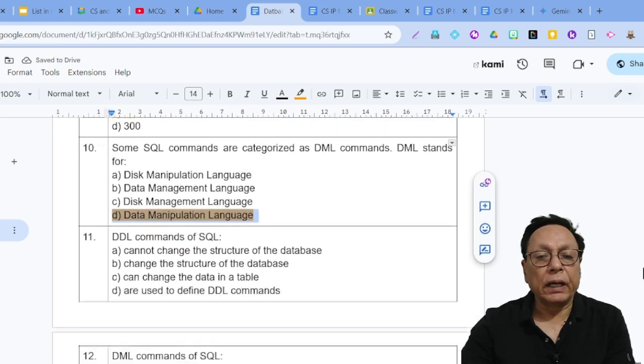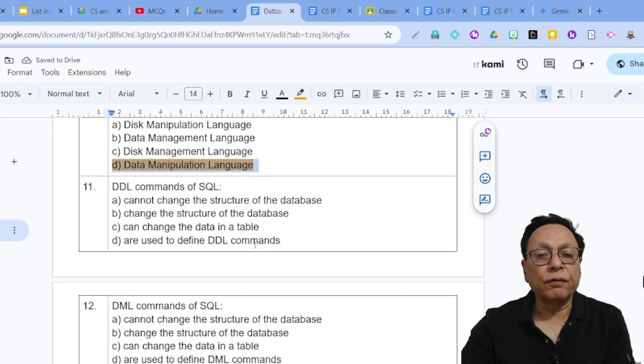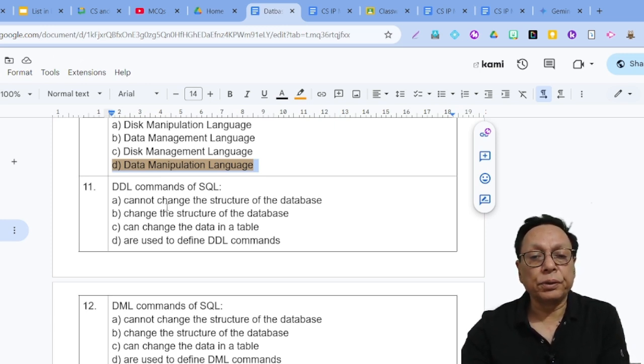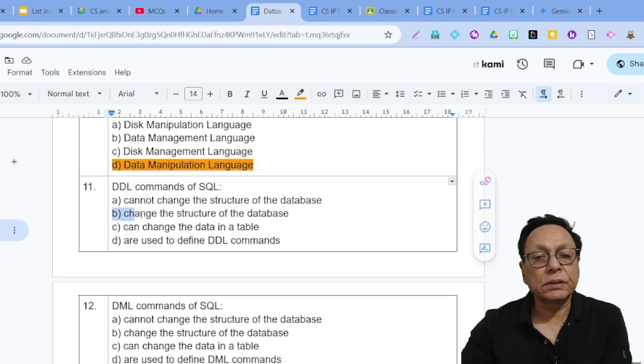Now question number 11. DDL commands of SQL can change the structure of the database, can change the data in a table, or are used to define. So I must go with option B, change the structure of the database, and this is the correct option.